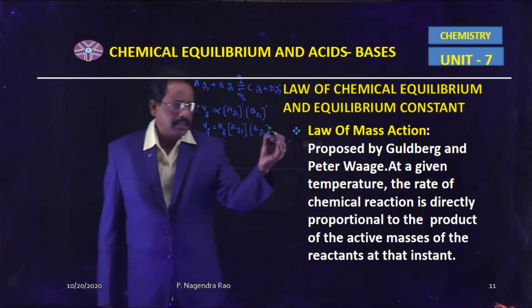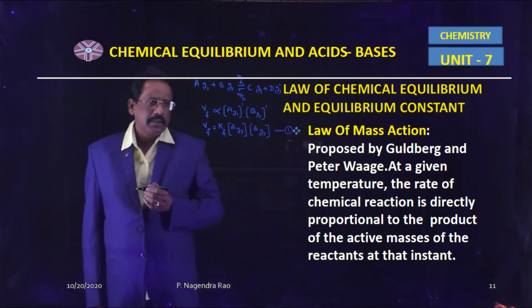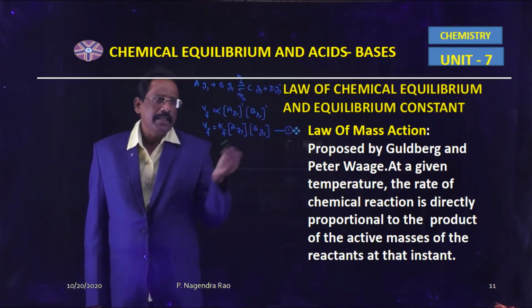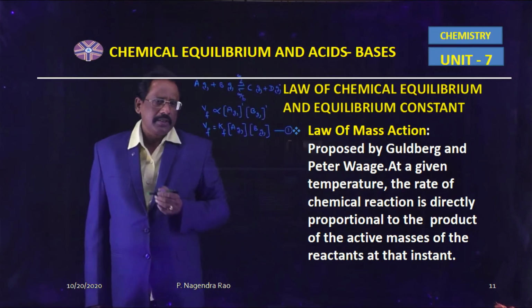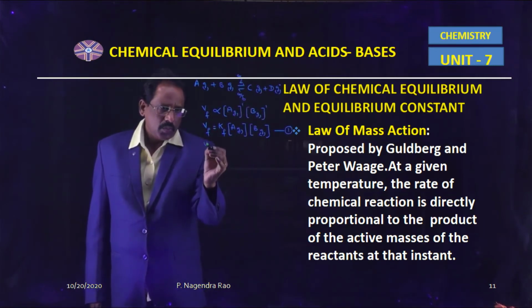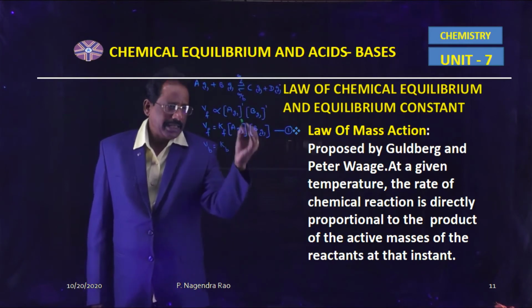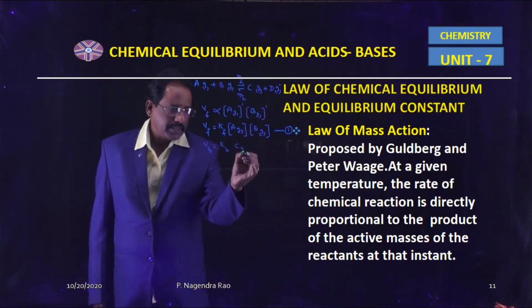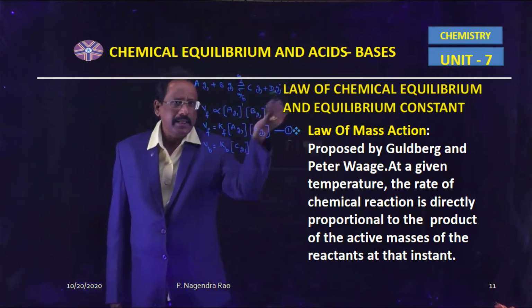This is equation number 1, for example. Similarly, for the backward reaction, Vb is equal to Kb into active mass of C, because in the backward reaction the reactants are C and D.